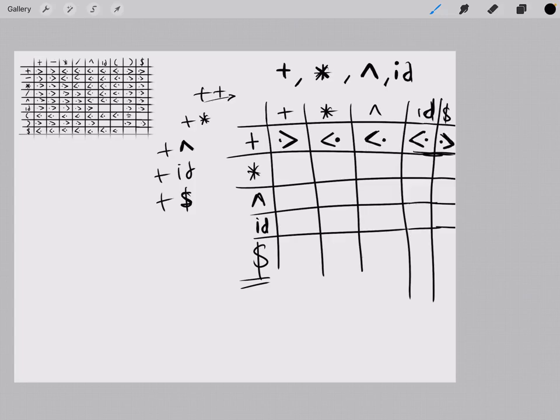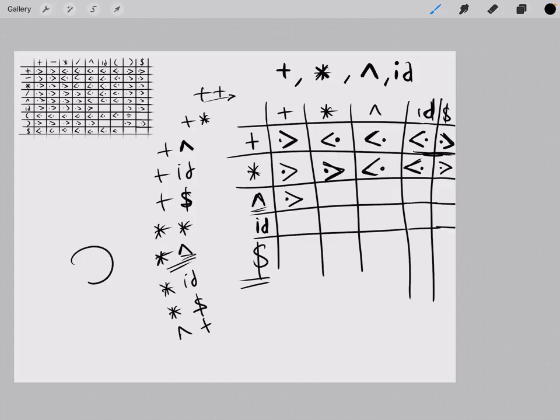Now star takes more precedence than plus, and since star and star is also left associative, it takes precedence over the star. Star yields precedence to the caret because this power is greater than star. It also yields precedence to ID, but it takes precedence over the dollar sign. So we have this. Now we have the caret. Caret will take precedence over the plus anytime, any day, one on one. It's like boxing.